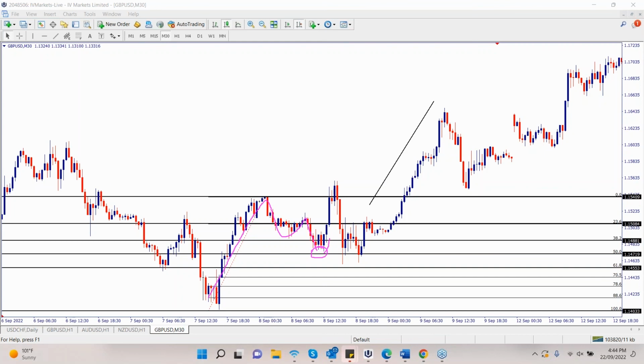From here, we can set our stop loss below this most recent bearish candle, and we can set our target on this major resistance area. So this is the scenario of the bullish market. And these are the confirmations of the Fibonacci.